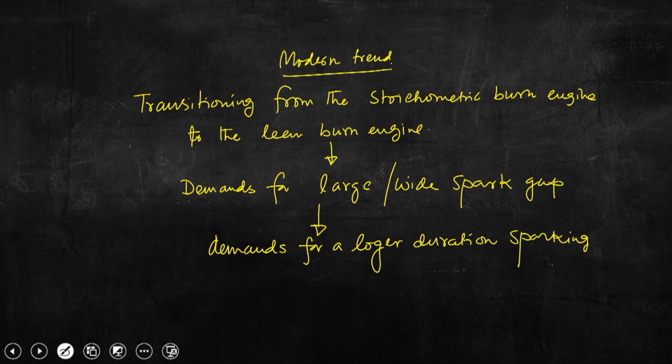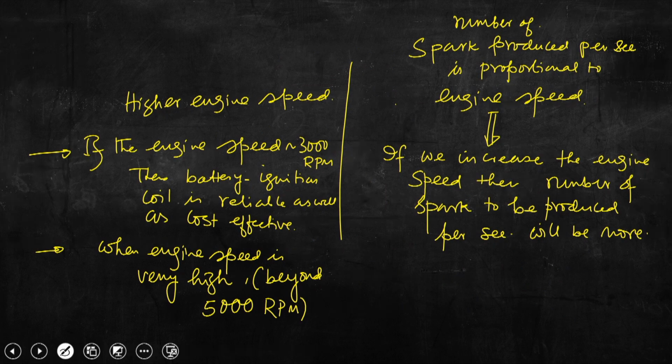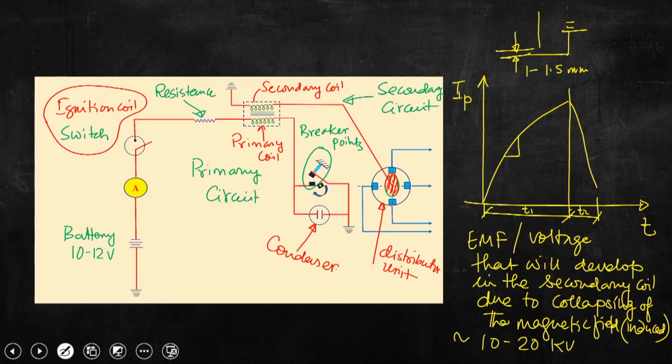So, that means we need to produce spark for a longer duration. That means we need to supply more energy to the spark plug, right. So, this can be achieved by more energy to be supplied to the spark plug, right. So, the question is, using a battery ignition coil, we cannot have all these advantages.